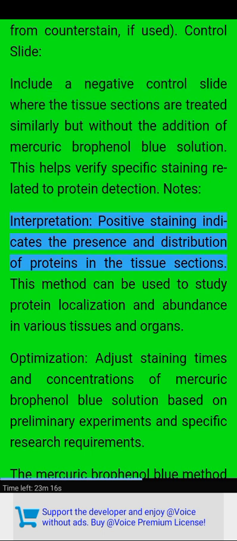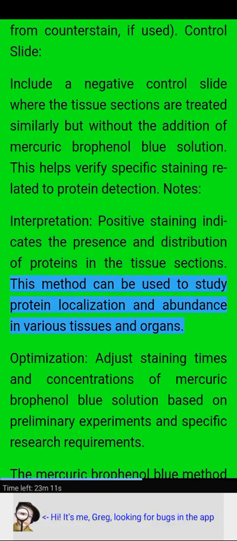Notes. Interpretation. Positive staining indicates the presence and distribution of proteins in the tissue sections. This method can be used to study protein localization and abundance in various tissues and organs. Optimization. Adjust staining times and concentrations of mercuric bromophenol blue solution based on preliminary experiments and specific research requirements.